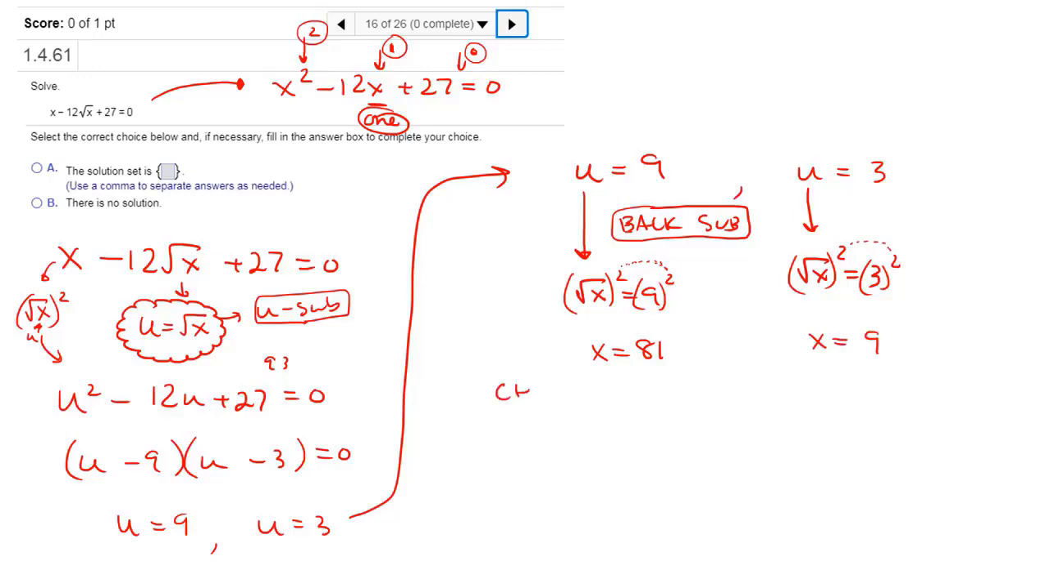Alright, so let's check here. I got myself an 81 minus 12 times the square root of 81 plus 27 will give me 0. Let's see, the square root of 81 is 9. 9 times 12, that's going to be 108.